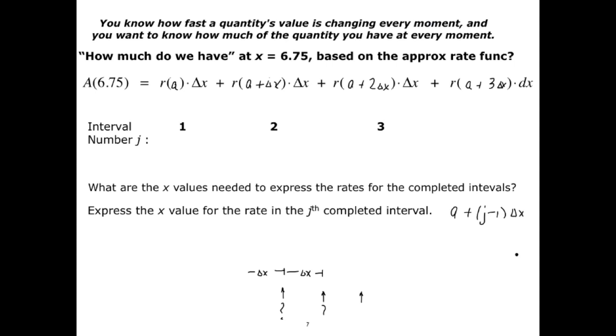Because we need to go across. To get to the third interval, we go across 2 intervals. To get to the 8th interval, we're going to go across 7 intervals. So it's always going to be across 1 less than the current interval, right?